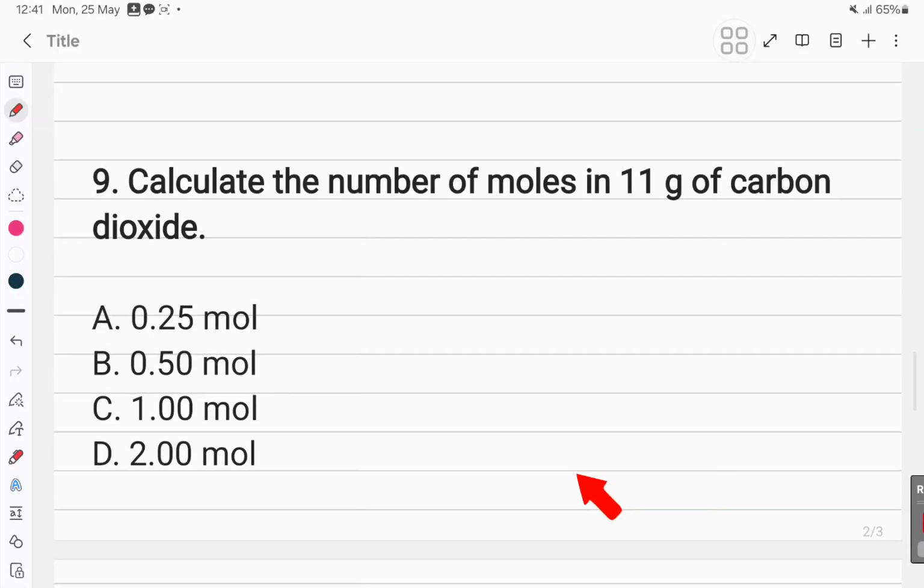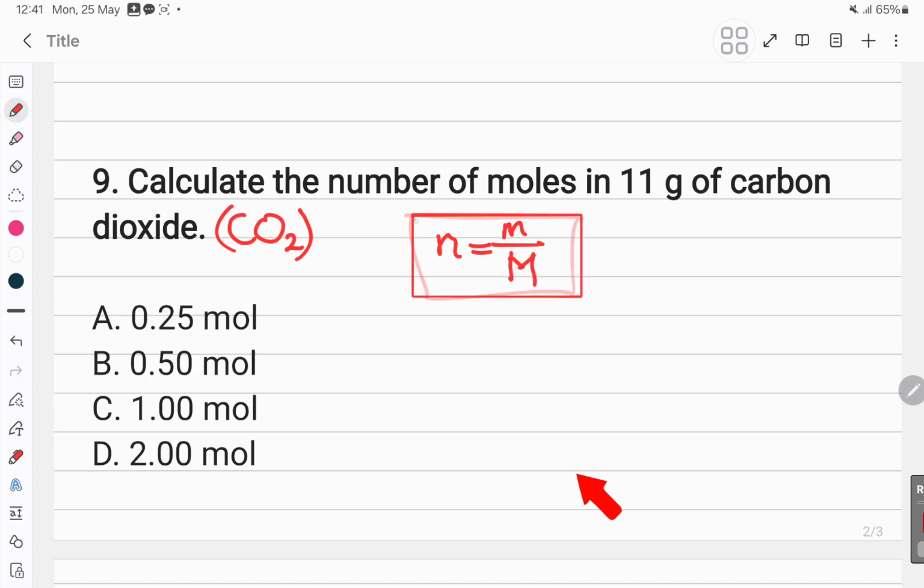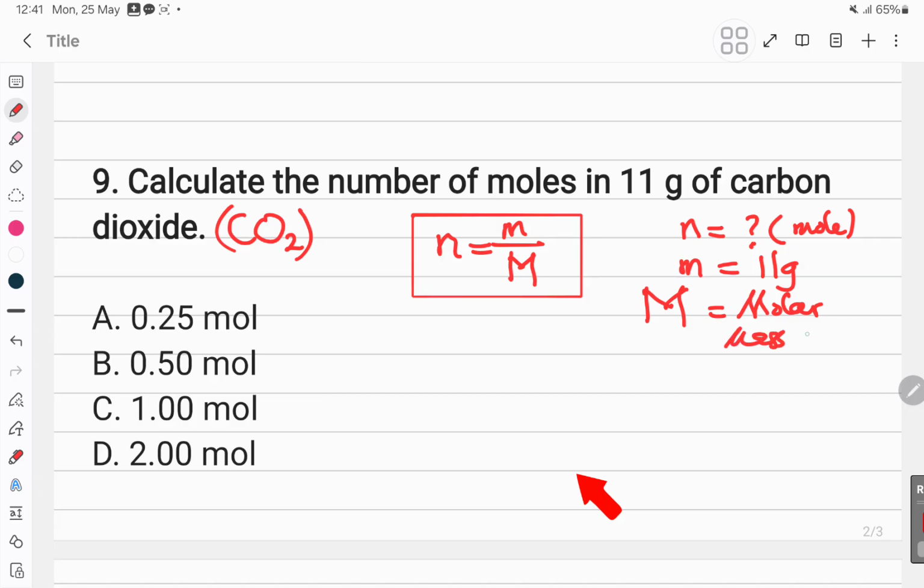Calculate the number of moles in 11 grams of carbon dioxide, that is CO2. When we are calculating mole, there is a formula that students should be familiar with, which is represented by this, where n is the mole that we are looking for, the value in mole. The small m represents the mass given, that is 11 grams in this case. The capital M is the molar mass, which we are going to calculate, the molar mass of CO2.